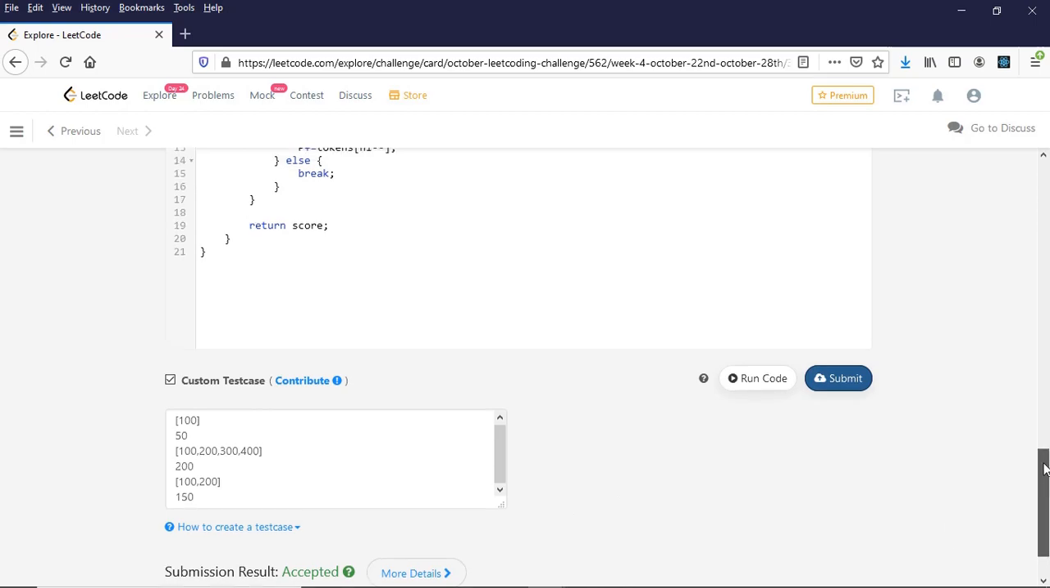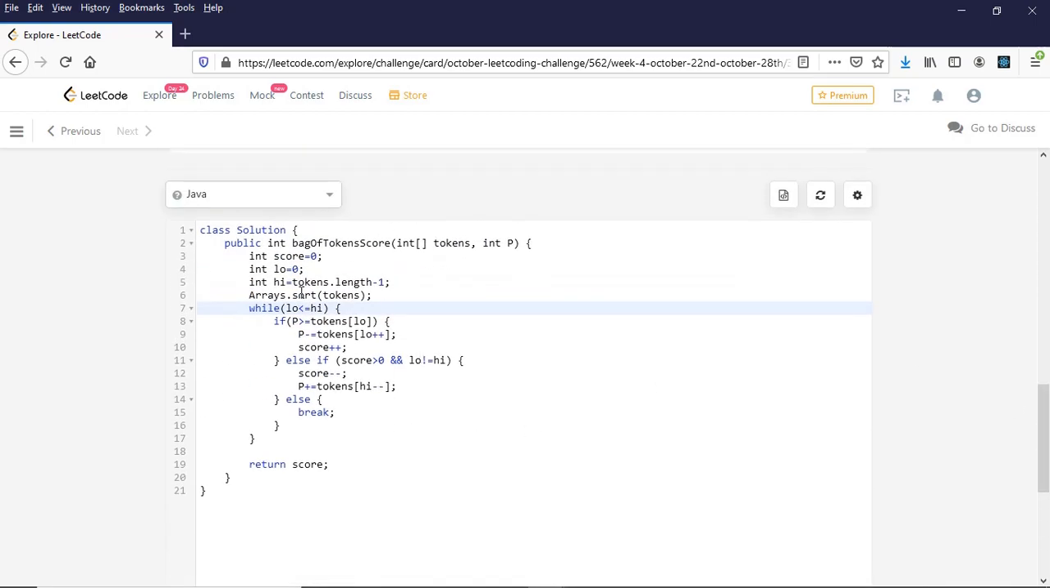So here the time complexity will be O of n log n because we are doing a sort here, and the space complexity, though we are not using any additional space here, so in our algorithm it is O of 1 space. However, since we are using arrays.sort, internally it uses a merge sort, so it takes O of n space as well. So the space complexity will also be equal to O of n.